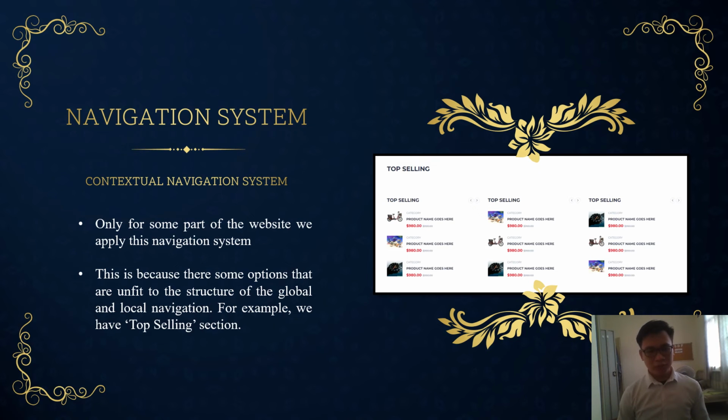And the last one of this navigation system is the contextual navigation system. It is available on some parts of the website because there are some options that are unfit to the structure of the global and local navigation. For example, we have the top selling section, and on the right side of this slide is an example of the top selling section.